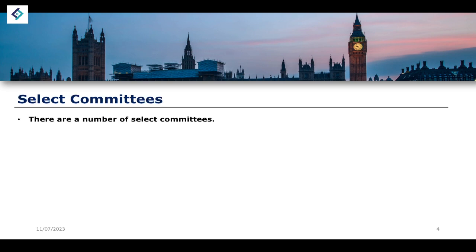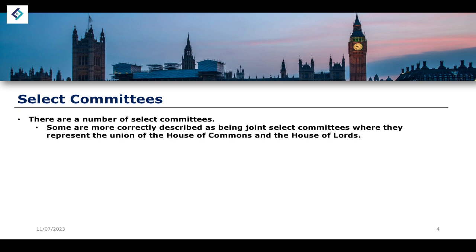So let's begin by talking about one of the most common, most popular kinds of committees. This is the idea of a select committee. Now, there are a number of different kinds of select committee. Some are more correctly described as being joint select committees, since a lot of them don't necessarily refer to and have membership from one single chamber. They can be jointly chaired by multiple different members from both the House of Commons and the House of Lords. So these are what we would more aptly title the joint select committees, and they represent a union of the House of Commons and the House of Lords.